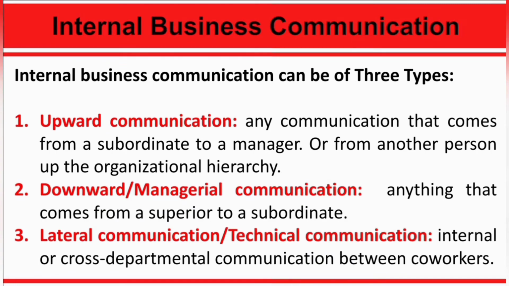Internal business communication. Internal business communication can be of three types. Number 1, upward communication. Any communication that comes from a subordinate to a manager or from another person up the organizational hierarchy. Number 2, downward or managerial communication. Anything that comes from a superior to a subordinate. And number 3, lateral communication or technical communication. Internal or cross-departmental communication between co-workers.